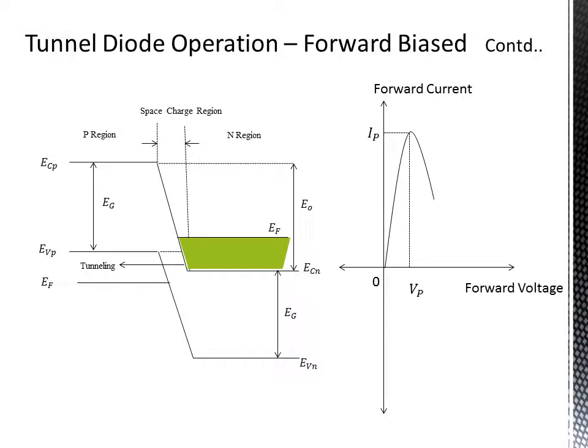If we still further increase the forward voltage, the barrier height keeps on reducing, and the conduction band energy level ECN keeps on moving upwards, and the Fermi energy level also keeps on moving upwards. So here the tunneling current reduces. Why? Because there are no empty states in the forbidden band which are at the same energy level as in the N region. So that's why the tunneling current tends to reduce.